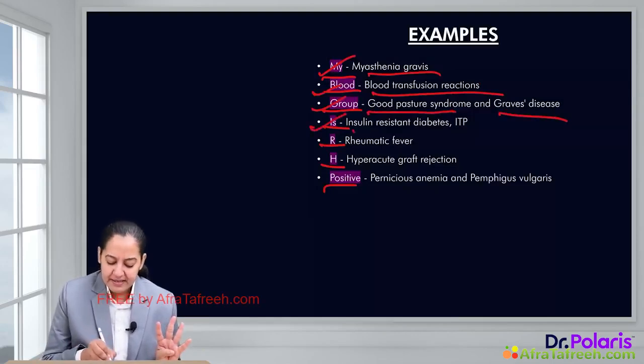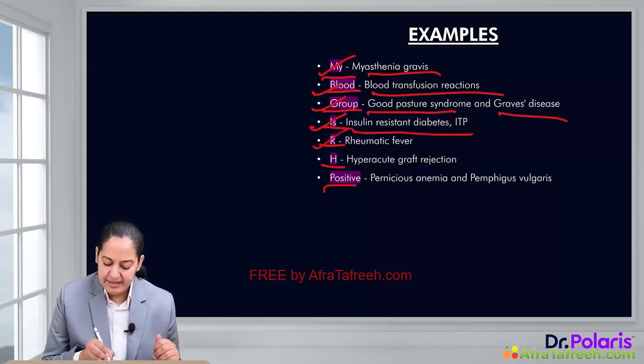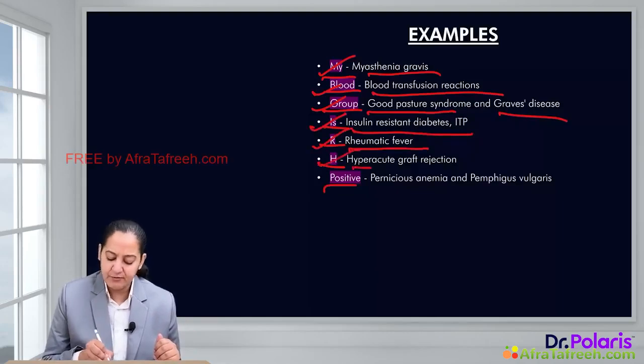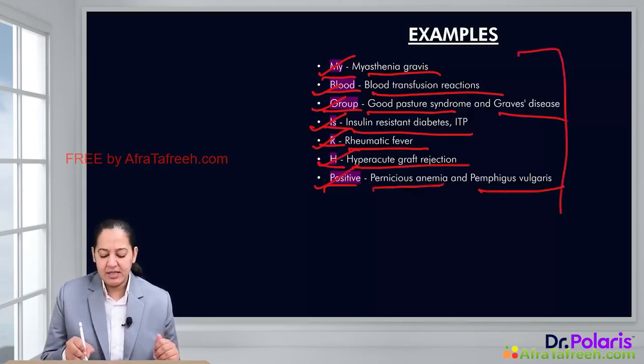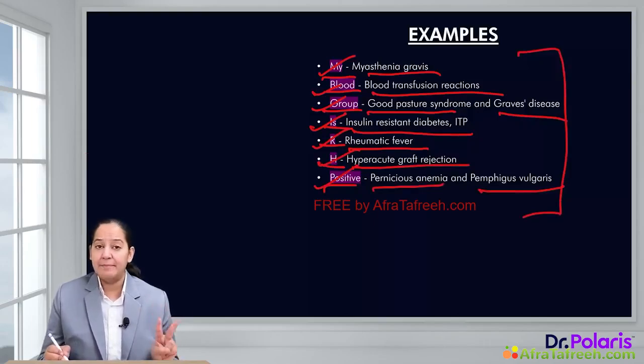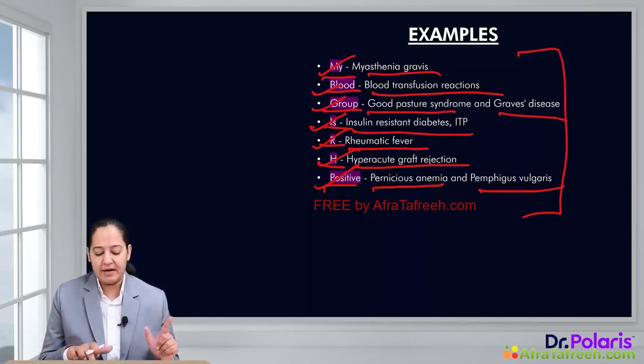I of is stands for insulin resistant diabetes and ITP, that is immune thrombocytopenic purpura. R stands for rheumatic fever. H stands for hyperacute graft rejection, and P of positive stands for pernicious anemia and pemphigus vulgaris. So these are the examples of type 2 hypersensitivity reaction. You can learn with the help of a mnemonic: my blood group is Rh positive.